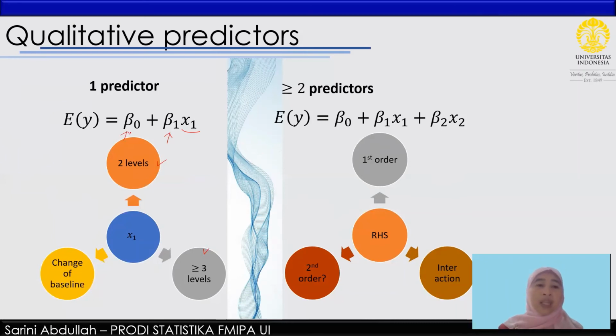Those are the things that should be elaborated more when having qualitative predictors in our model. And then we move on.